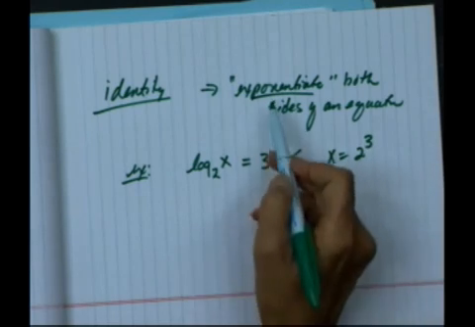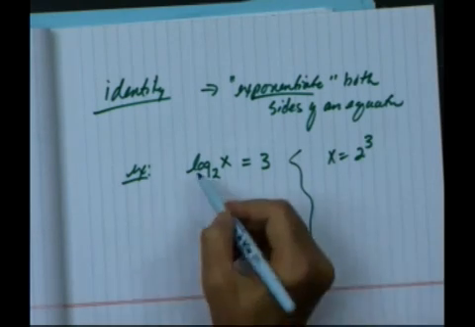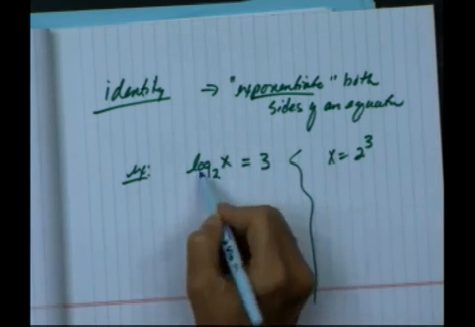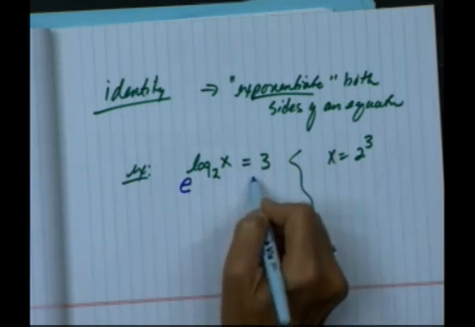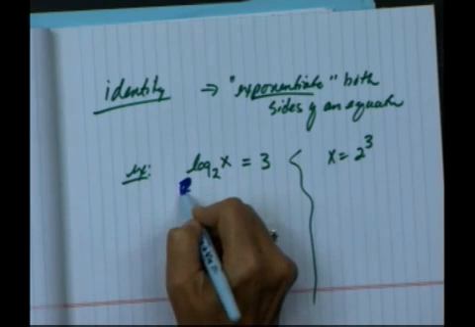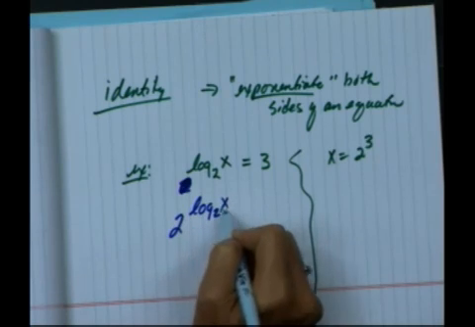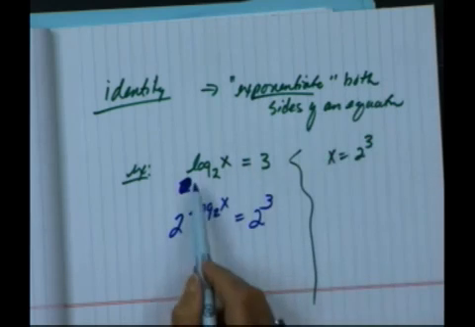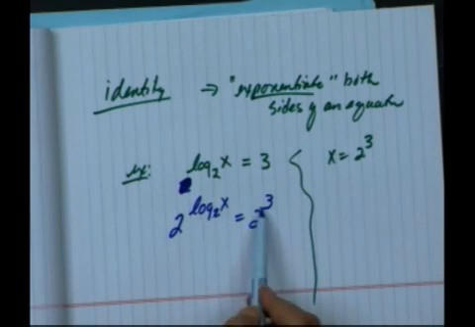Exponentiating both sides of an equation means that I can come through, because this is a log to the base 2, and let both sides of the equation be the exponent for 2. Oops, I meant to do a 2 here. 2 raised to the log, I have to keep my bases the same. This is called exponentiating both sides. I let both sides of the equation become exponents.